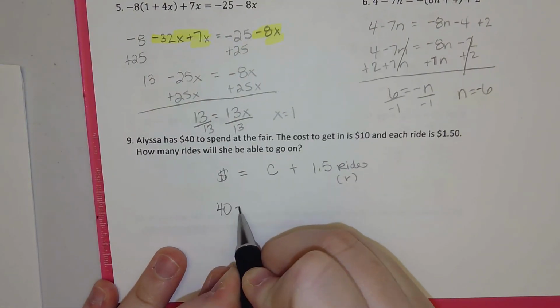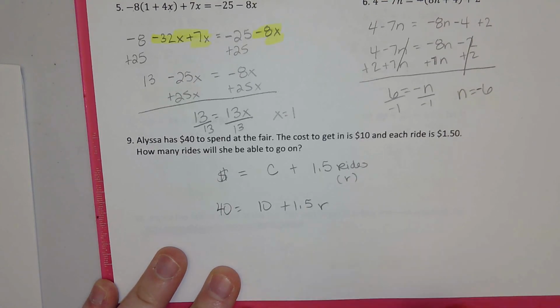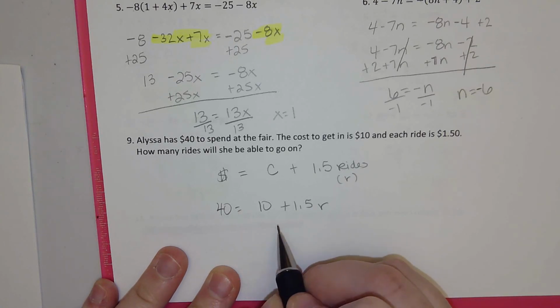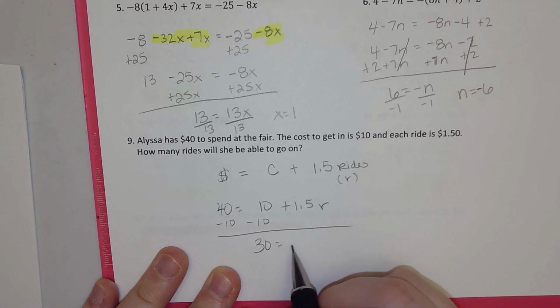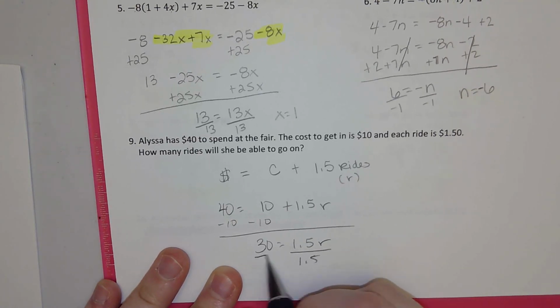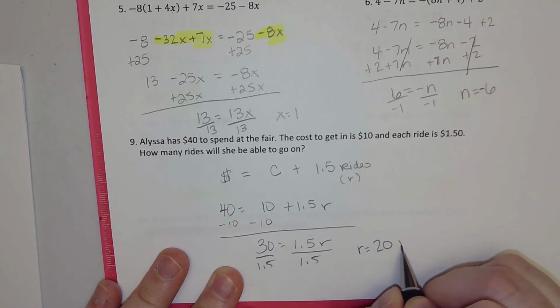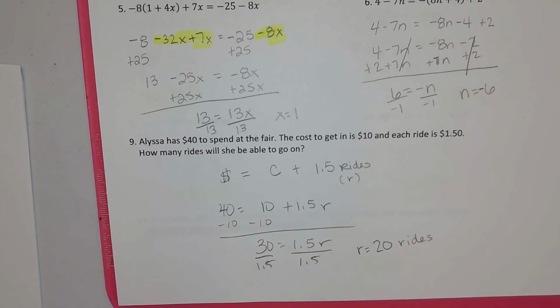So $40 equals $10 plus 1.5R. To get 1.5R by itself to solve for the rides, I'm going to go minus 10, minus 10. 30 equals 1.5R. Divide by 1.5, divide by 1.5. R equals 20 rides. So I'd either type in 20 rides or put 20 as my answer.